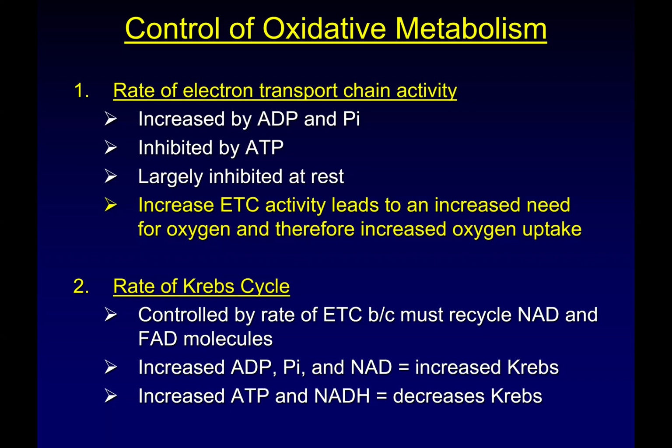Krebs cycle enzymes work well. You've got plenty of pyruvate coming in for the most part. The big issue that controls Krebs is just our ability to recycle NAD and FAD from the electron transport chain. That's the big rate, the way that we're going to end up controlling most of this.